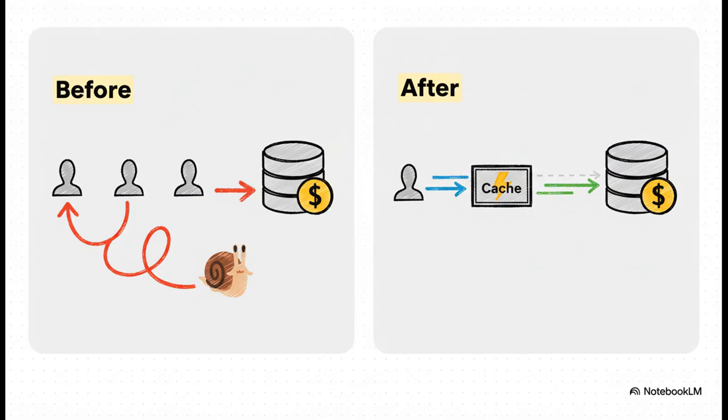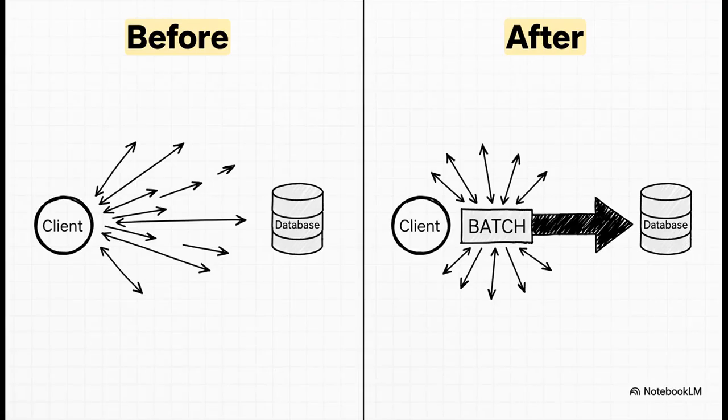A total win-win. And here's another clever little trick, request batching. Just think of it like carpooling for your API calls. Instead of sending, say, 10 separate calls to your database one after another, you just wait a fraction of a second, bundle them all up, and send them together in one trip. It's so much more efficient, it cuts down on costs, and it reduces the overall traffic on your system.